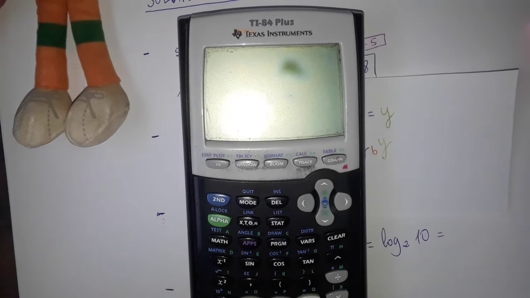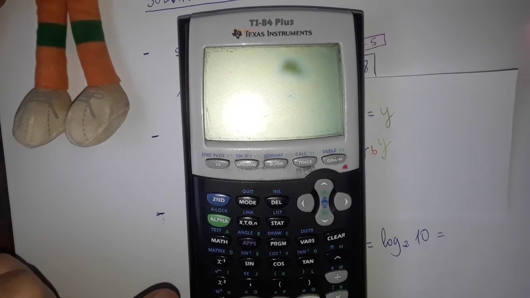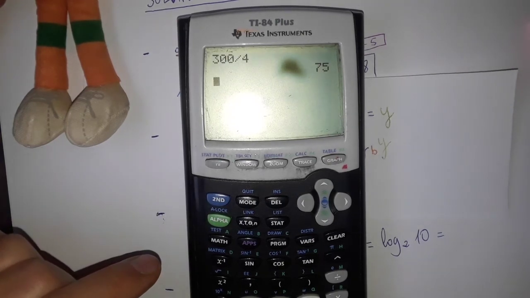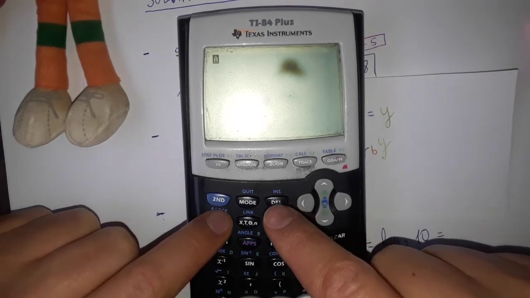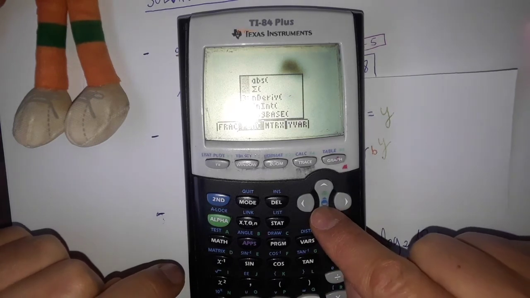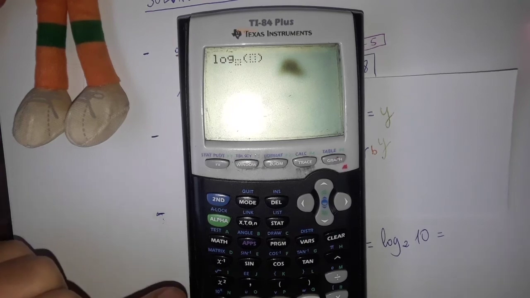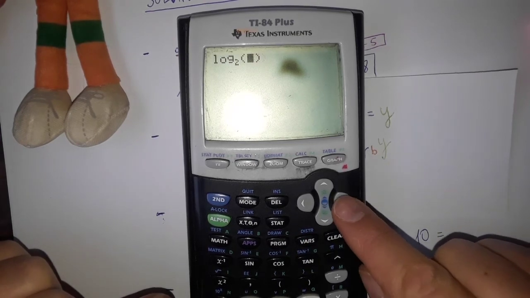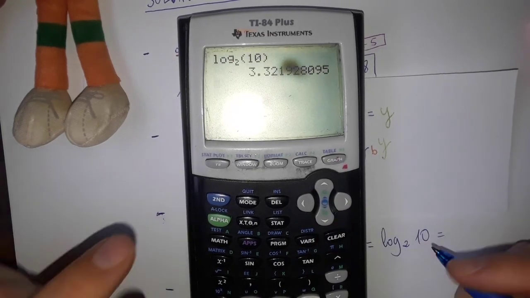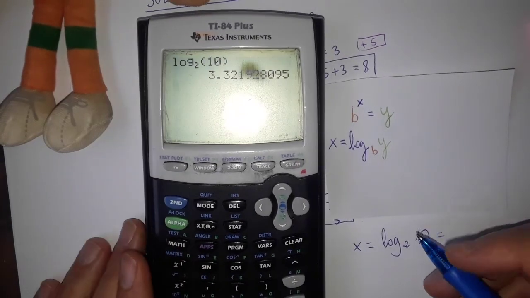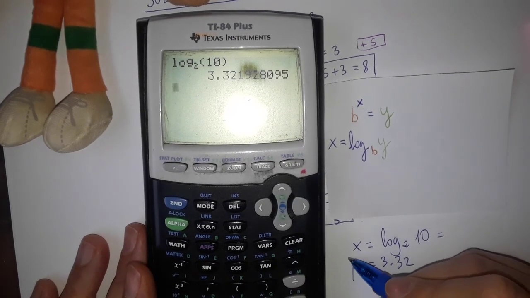Take the calculator. These more complex calculators can do a log of any base. So we turn on the calculator, and we're going to press alpha, F2, number 5, which is log base. And then the base is 2, the log is 10. So for this particular case, the answer is 3.32. Okay, and now I'm done.